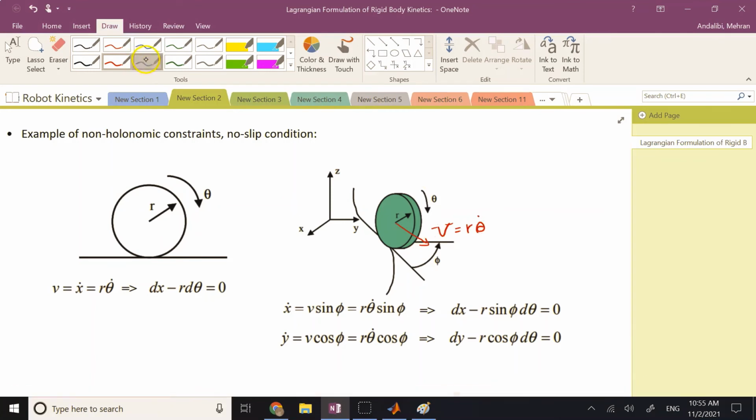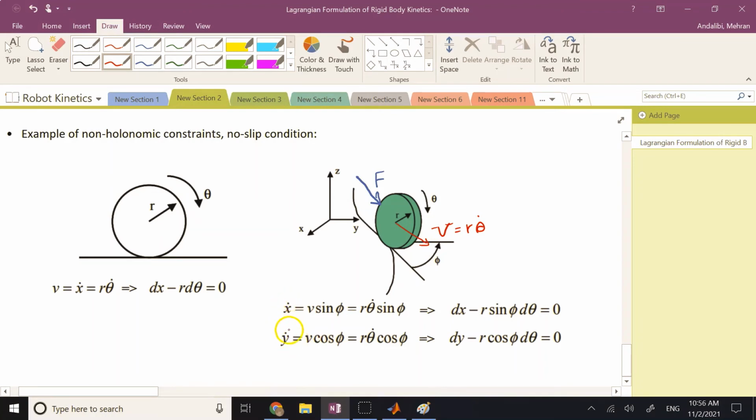And here we assume that the disk is subjected to some external force F, which has X component and Y component, still does rolling without slipping. This velocity V equal R theta dot, you can decompose it along X and Y using cosine and sine of this angle phi. So X dot is V sine phi, Y dot is V cosine phi.